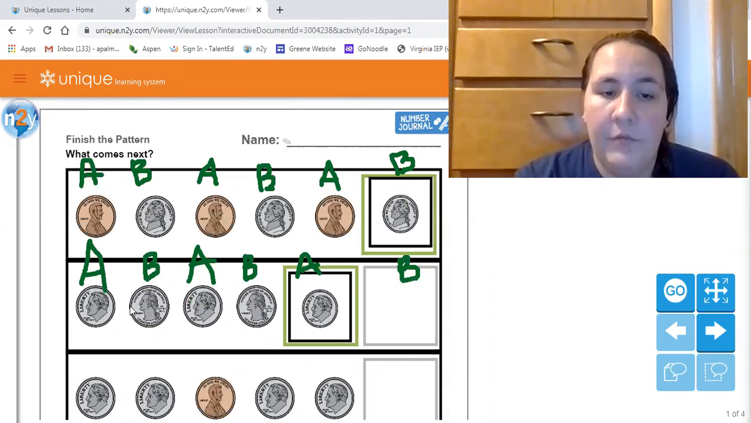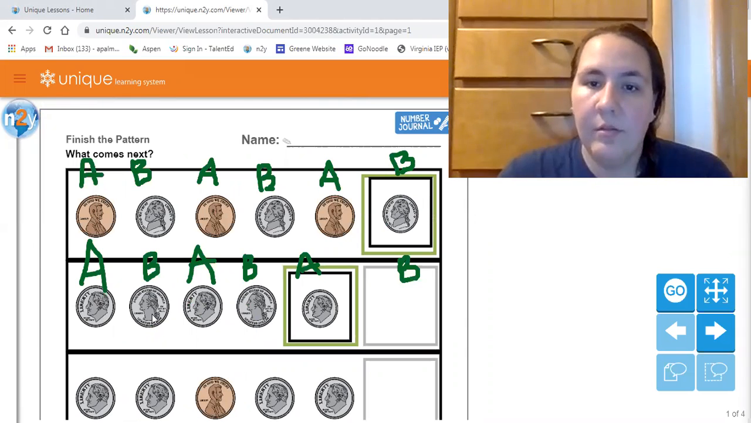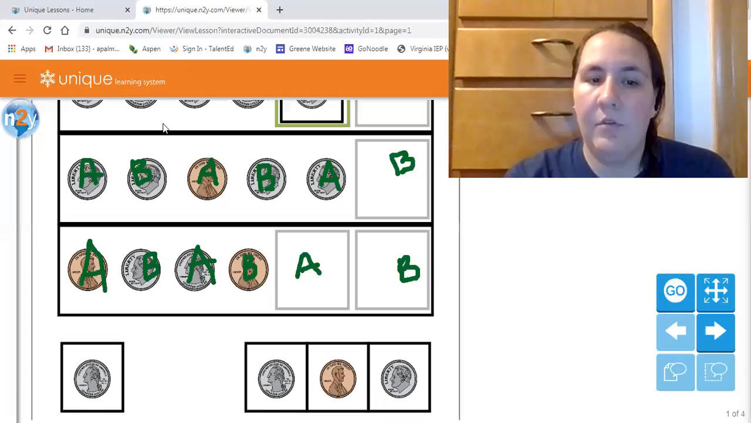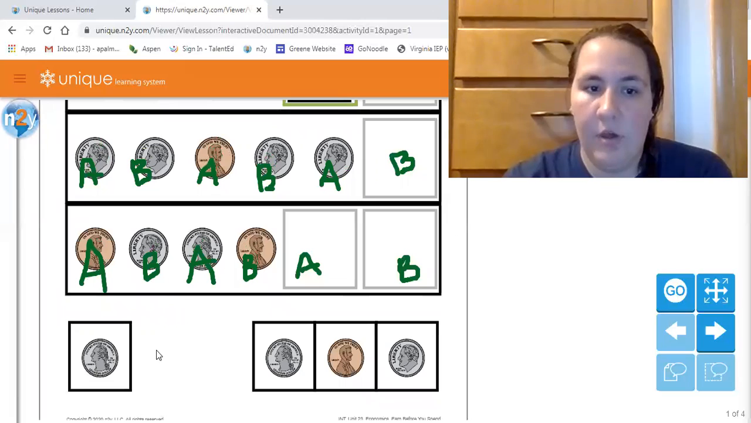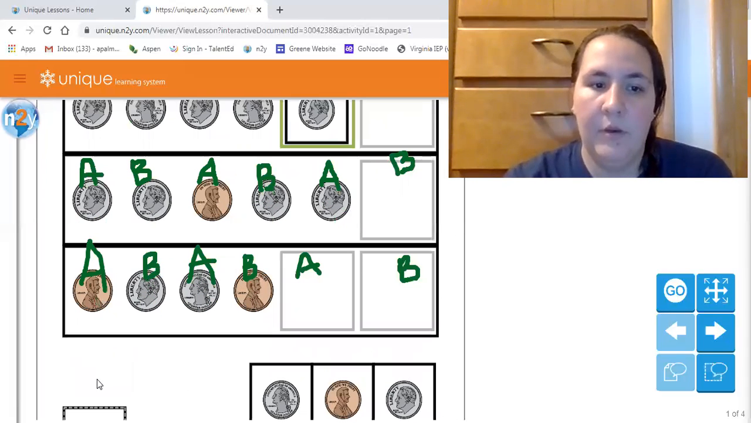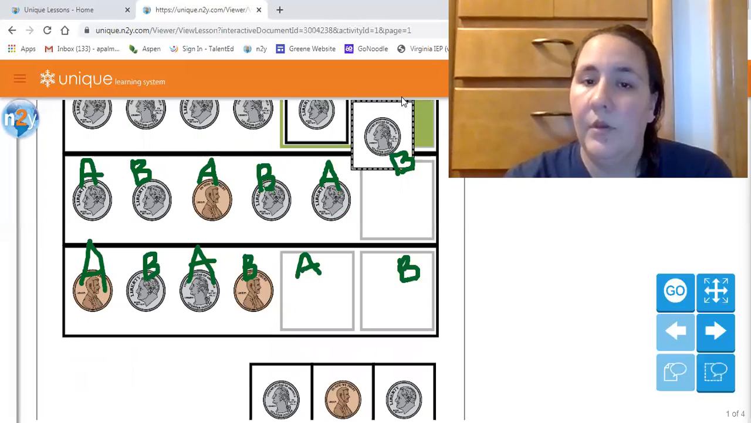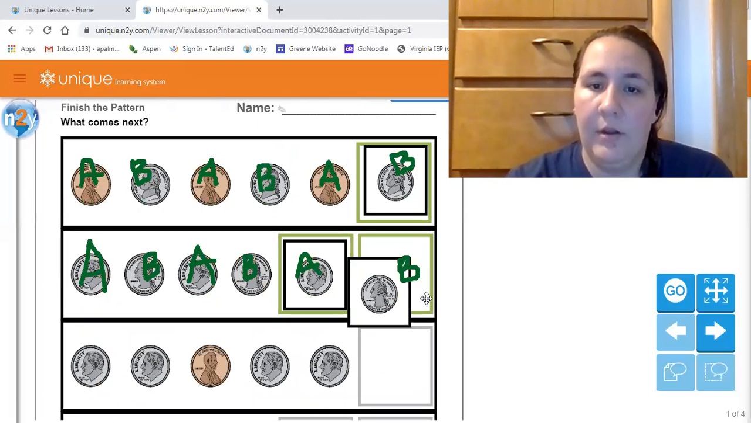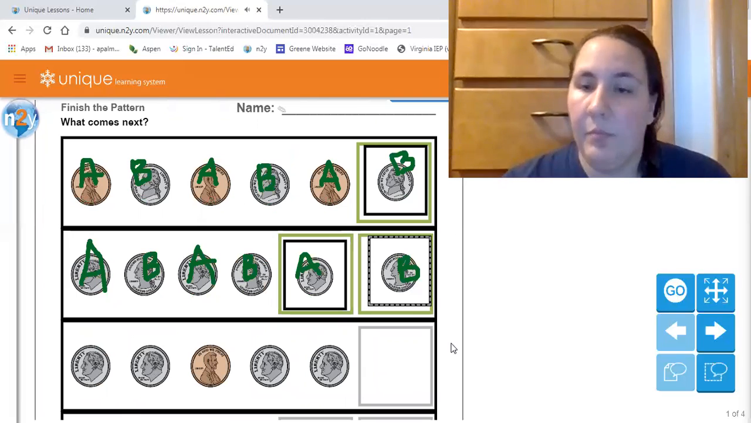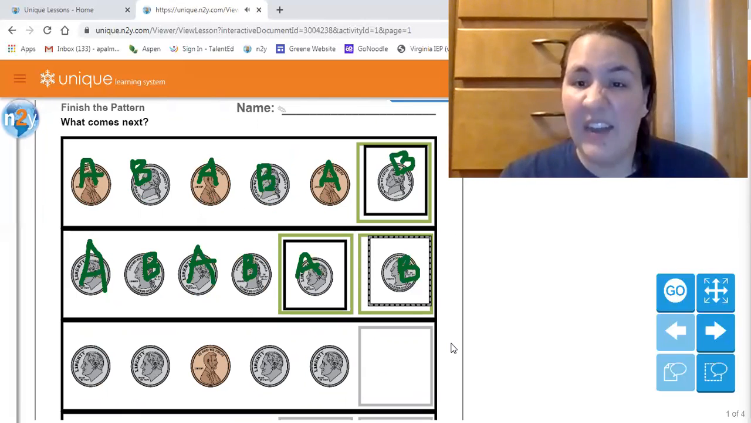And then I said a B comes next. So what's my coin for B? What coin is this? Very good, it's a quarter. So if I were to go down with your finger, can you touch the picture of a quarter? Beautiful job. I'm going to move it up a tiny bit. Okay. So you can see that my pattern continues. A, B, A, B. Okay. So that's one kind of pattern.